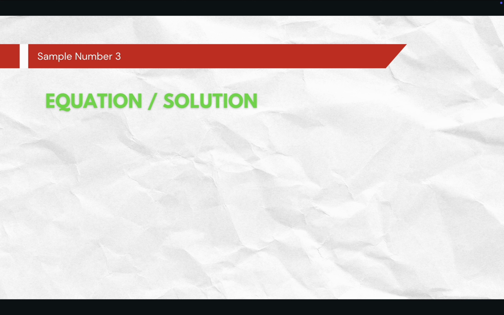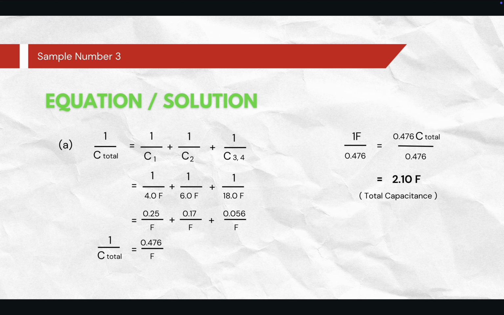After na parallel, series na tayo. So, magkasama ulit yung capacitor number 3 and 4. So, ganun, 1 over C subtotal. 1 over 4.0 is equal to 0.25. 1 over 6.0 magiging 0.17. 1 over 18.0 magiging 0.056. Then, i-add ulit natin. Magiging 0.476 over F. Then, to get the total capacitance of this series, 1 over 0.476 is equal to 2.10 F. Yan yung total capacitance ng series.